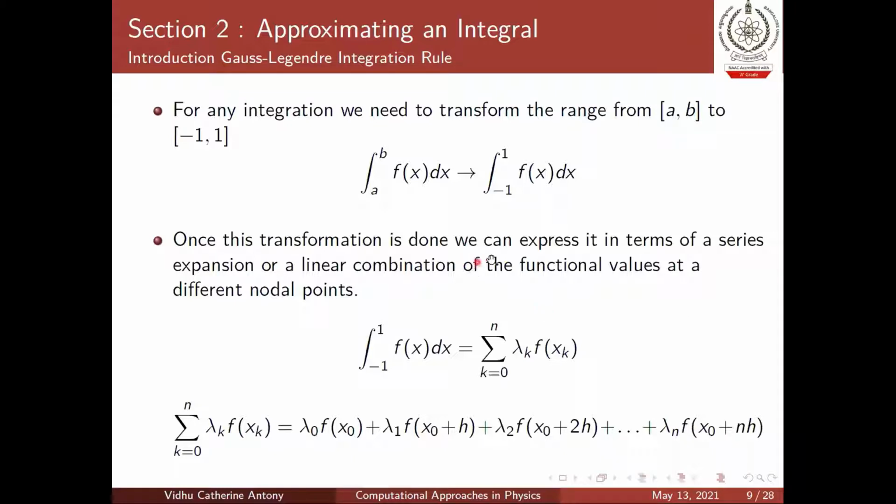Once this transformation is done, we can express it in terms of a series expansion, or a linear combination of the functional values at different nodal points. So the integral from -1 to 1 of f of x dx is equal to the summation from k equals 1 to n of lambda k f of xk. You substitute that particular point. This is basically your xi in general. So you have an x1, an x2, an x3, and so on. You just expand that out.